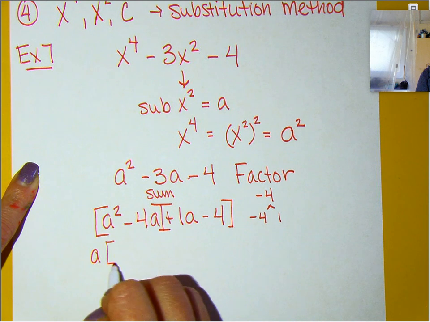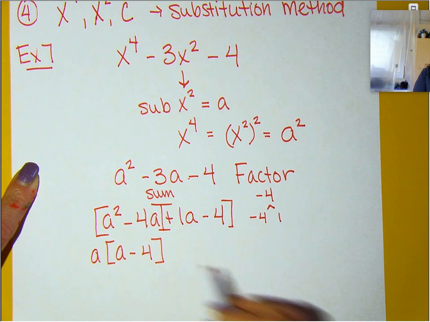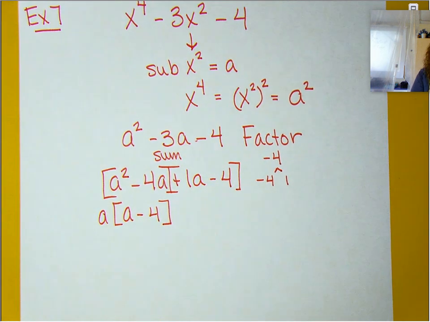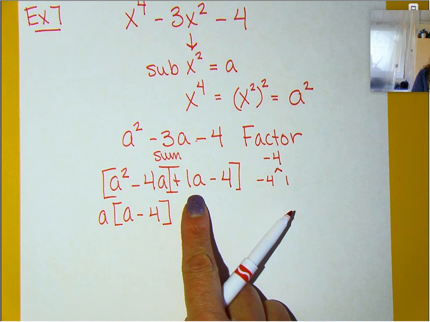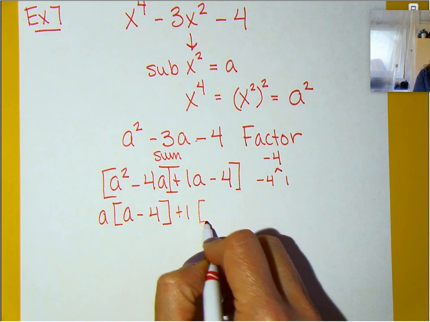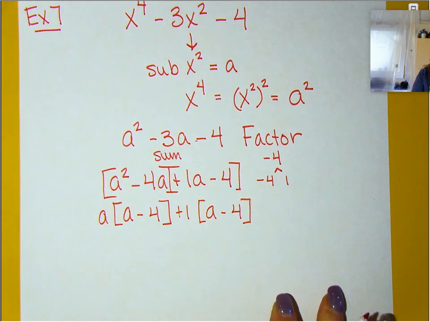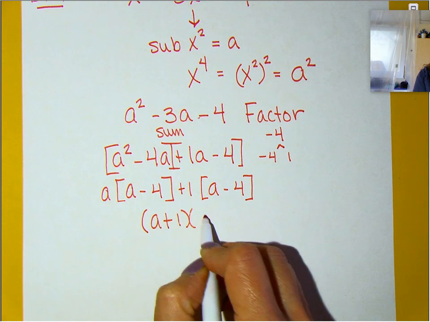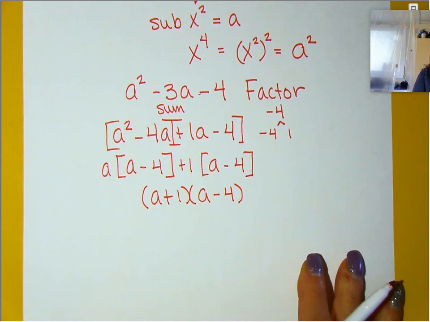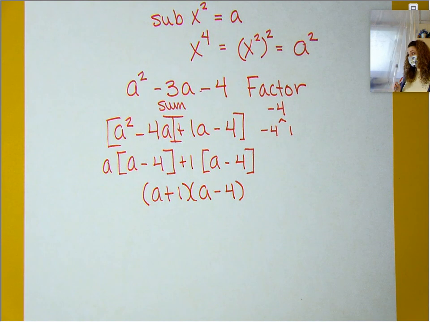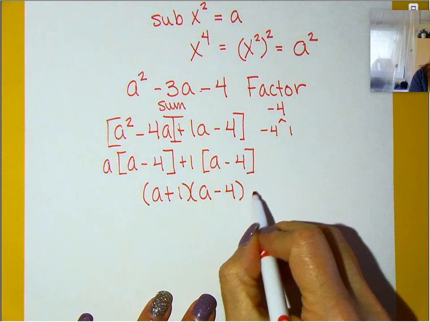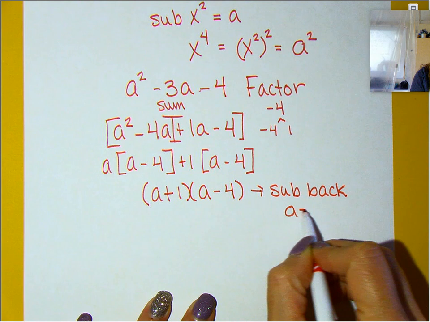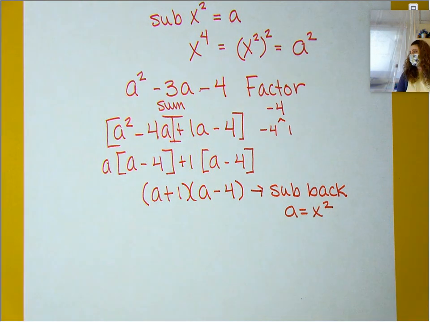I can pull an a out of the first group, which leaves a minus 4. But what am I going to pull out of the second group? Yep, just a positive 1 because that's exactly what I want. And then I'm going to have a plus 1, a minus 4. Now, the trick is going to be don't leave it like this because that's not what we started with. So right here when we get to this part, we're going to sub back the a equals x squared. We're going to replace our a's back with our x squareds again.